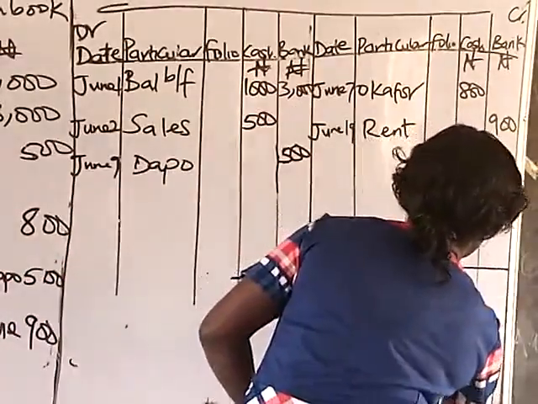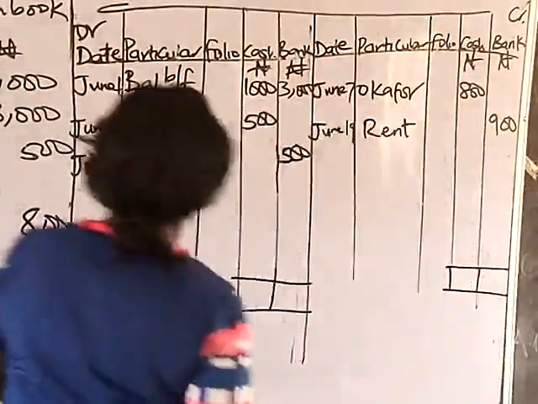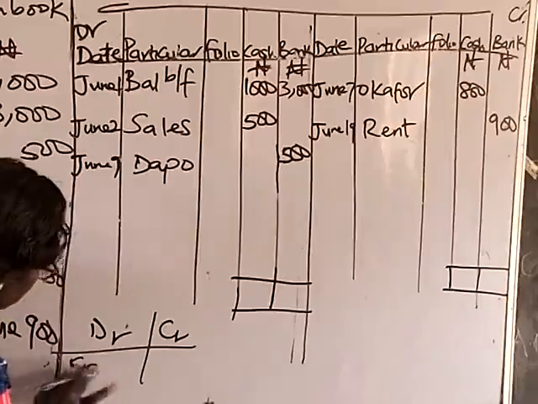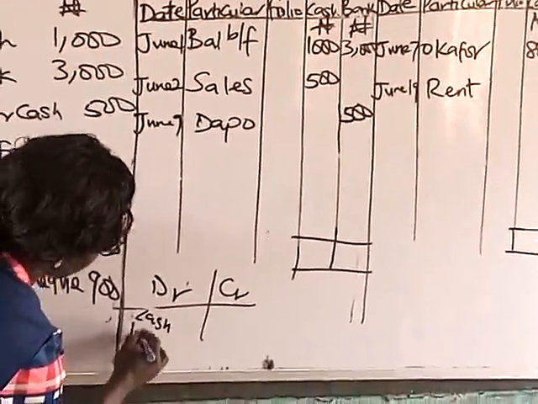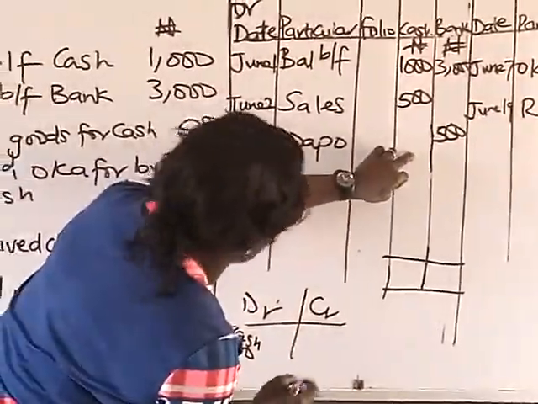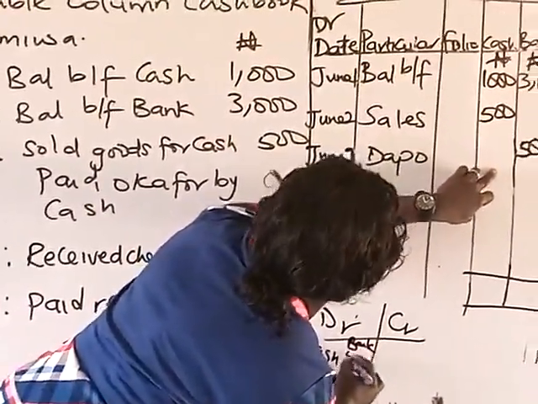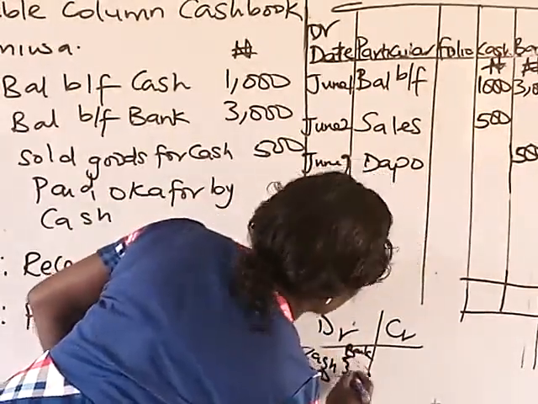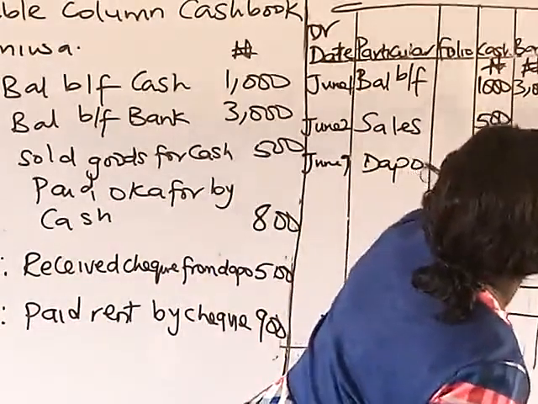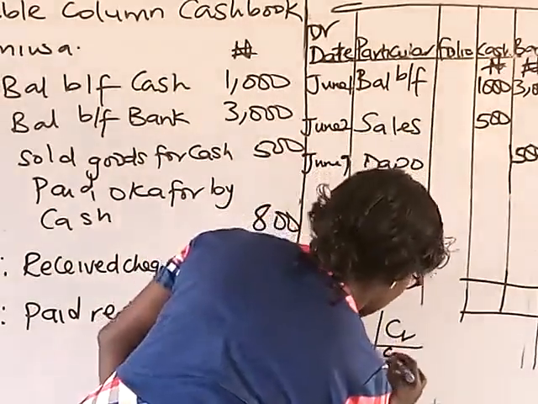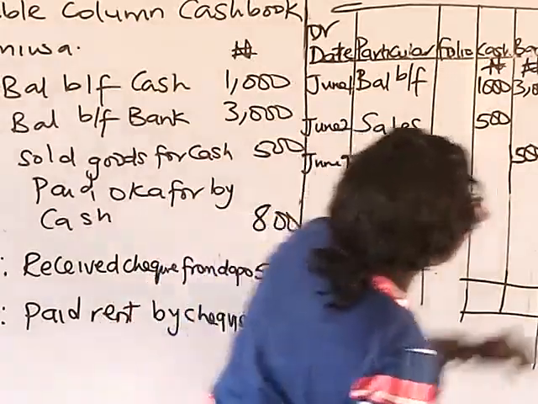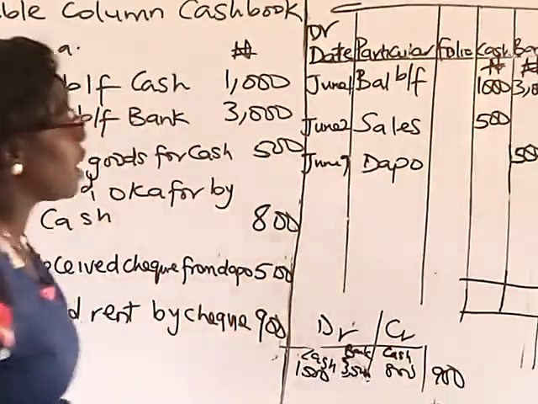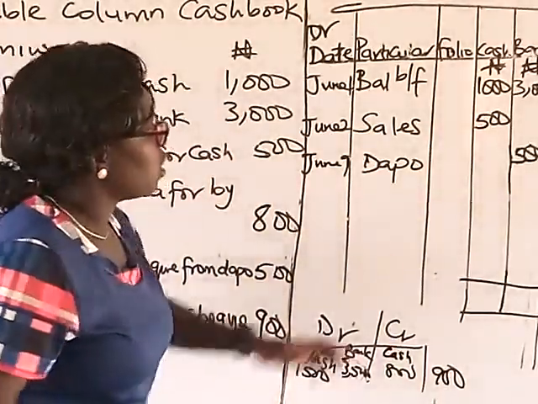The principle says both sides must be equal. So you are going to find a rough sheet for doing your addition. The debit side of cash, we have 1,500 naira. The debit side of bank, we have 3,500 naira. The credit side of cash, we have 800 naira. The credit side of bank, we have 900 naira. The principle says you are going to write the biggest total on the same side.